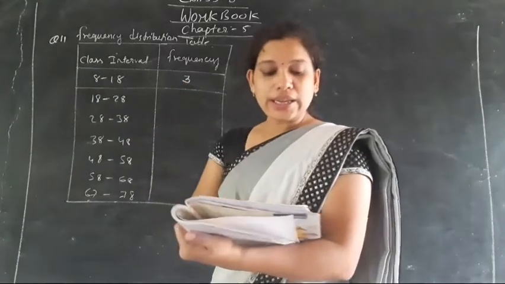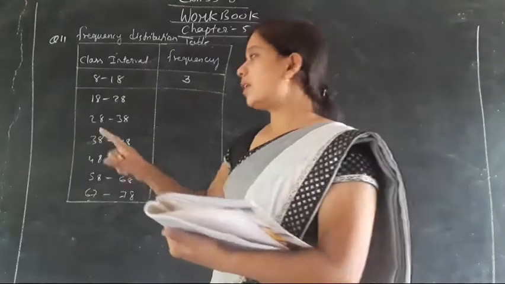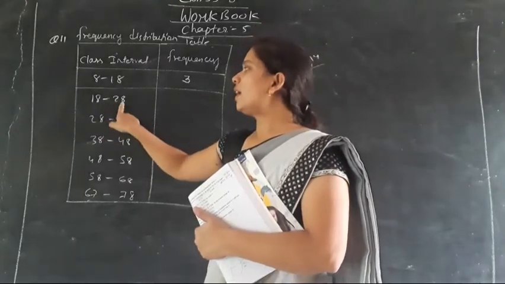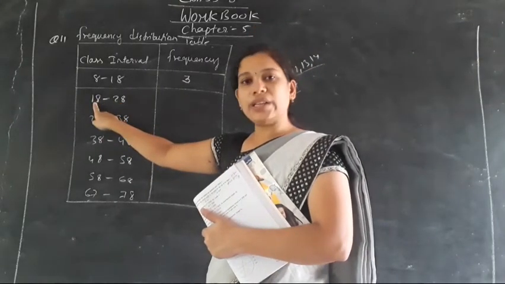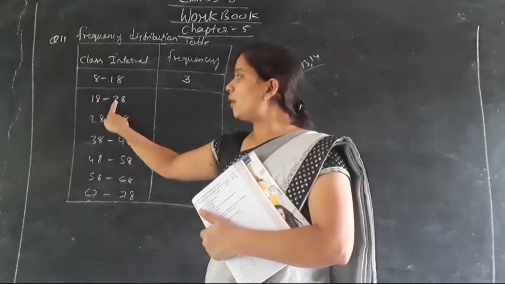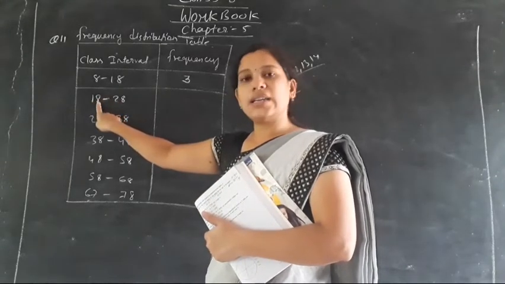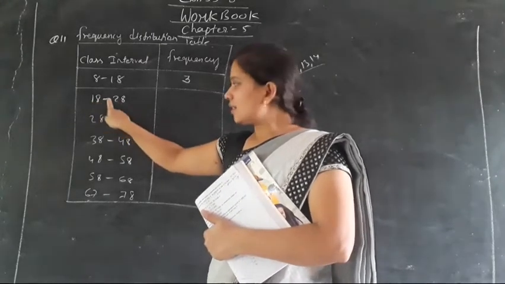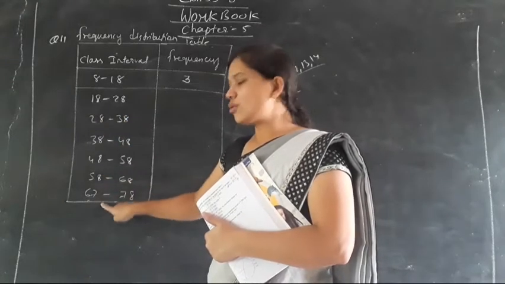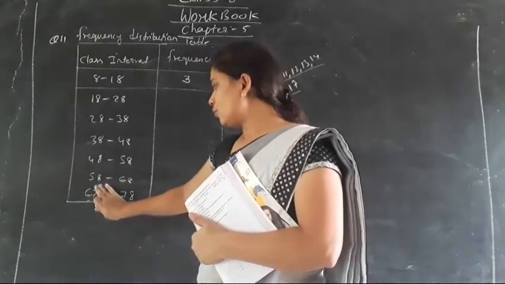Now moving towards 18 to 28. Now the second interval is 18 to 28, because 28 minus 18 will be the class size 10. When we subtract the lower limit from the upper limit, the class size comes out as 10. So the difference of all, which is the class size, should be the same, isn't it? It should be the same.